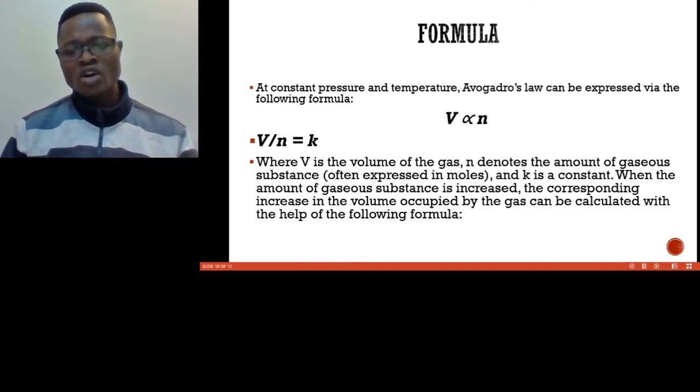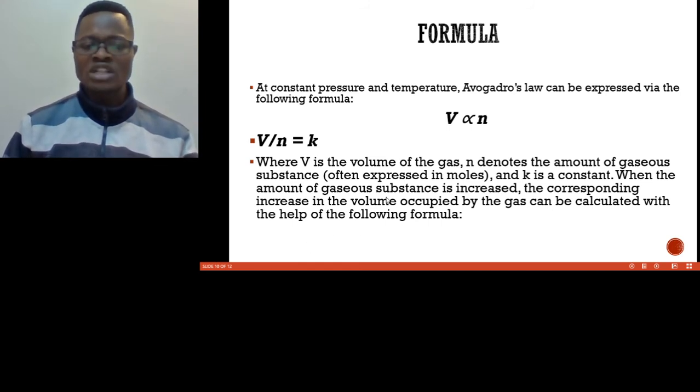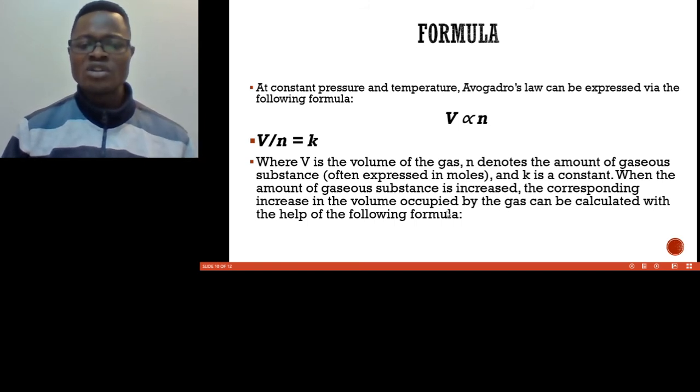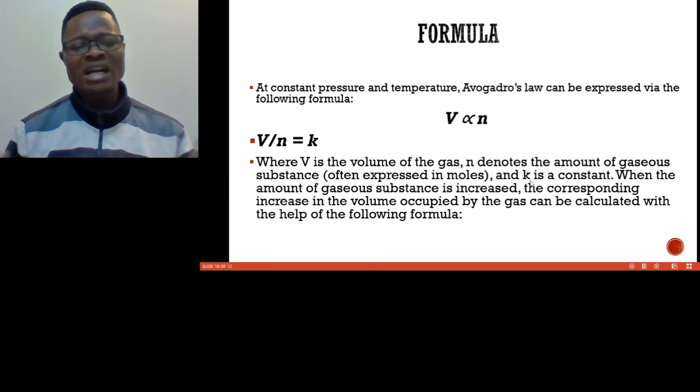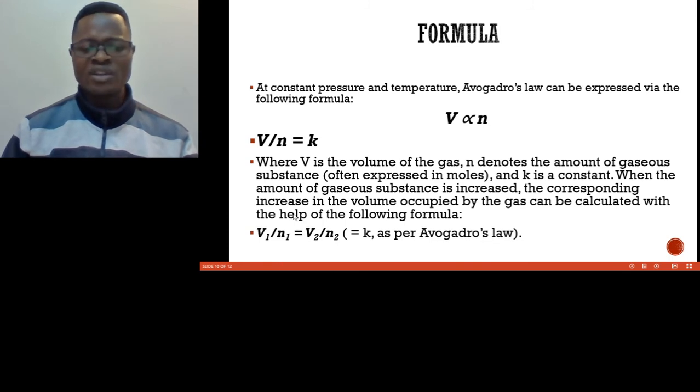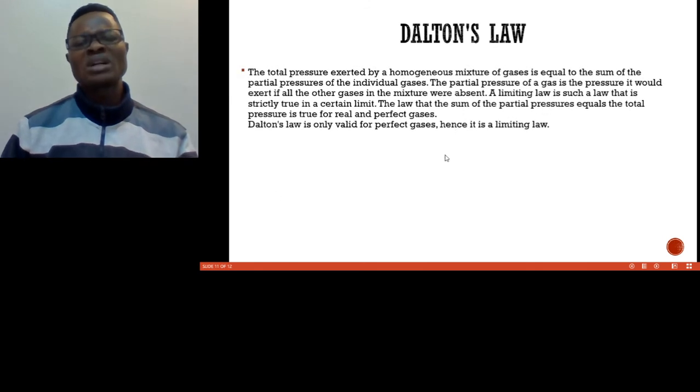and K is a constant. When the amount of gaseous substance is increased, the corresponding increase in the volume occupied by the gas can be calculated with the help of the following formula: V1 divided by N1 is equal to V2 divided by N2. This K is constant as per Avogadro's law. So this is generally what we talk about when we talk about Avogadro's principle.